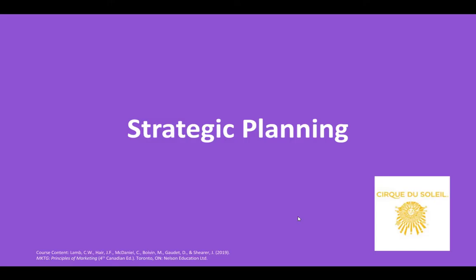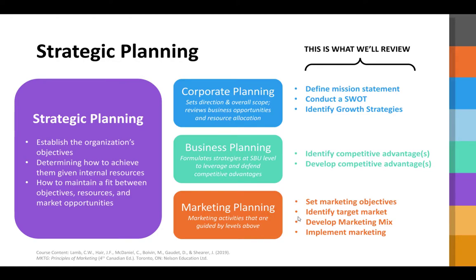So strategic planning, what is it? Well, I tried to break it down into a slide that splits it up for you because you do understand that it is divided into corporate planning, business planning, and marketing planning. If you take all of this in the big picture, that's strategic planning: establishing the organization's objectives, determining how to achieve them using our internal resources, what do we have to meet these objectives, and then how to maintain a fit between objectives, resources, and marketing opportunity.